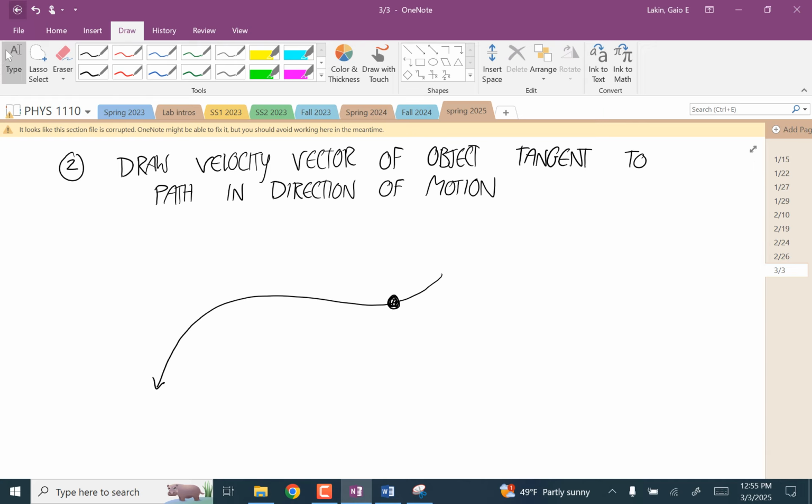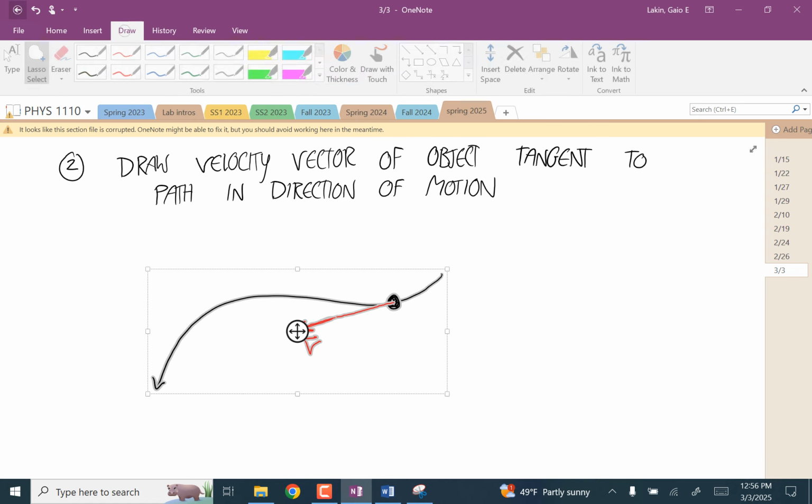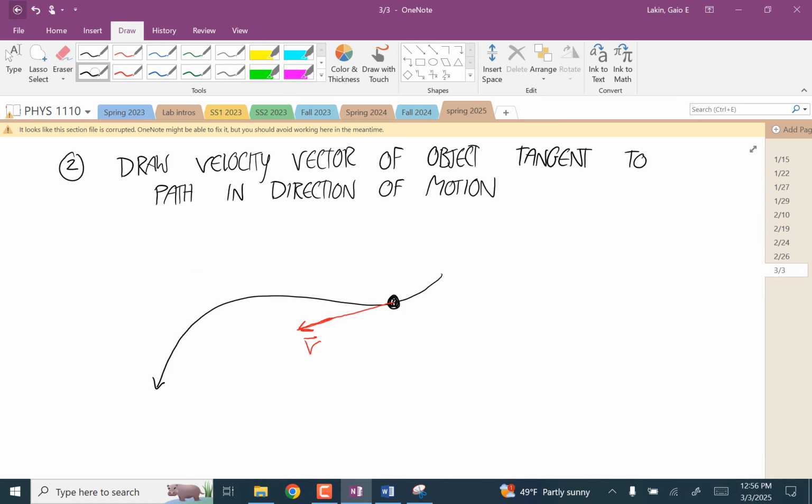Okay, so remember, to draw a tangent to a curve, you can draw two nearby points and draw the line through them. In this case, you would get a vector like this. So that's the velocity vector. Okay, next.